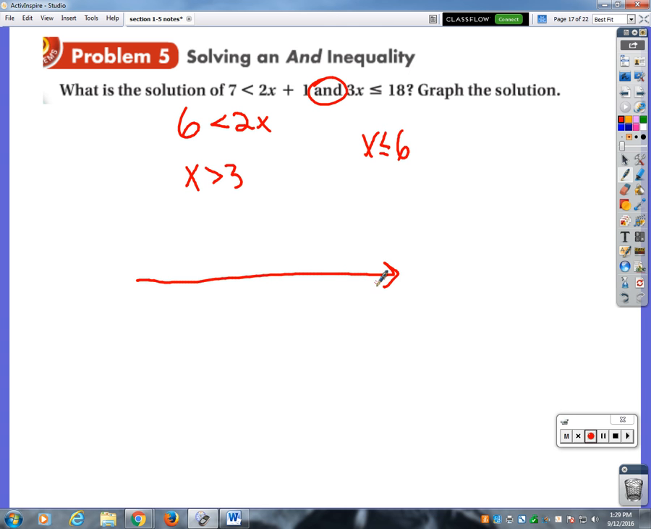Same thing is true with this inequality. I want these two things to hold true at the same time. I need x to be greater than 3, but I also need it to be less than or equal to 6, okay? So these numbers over here are no good. They are greater than 3, so that fits this one, but they're not less than or equal to 6. Same deal over here.